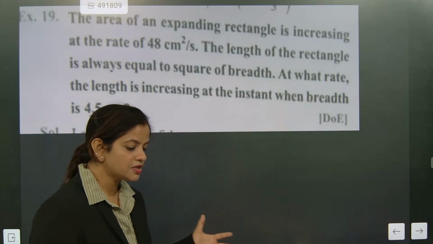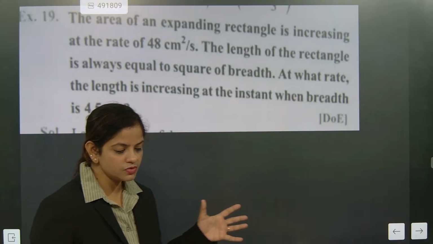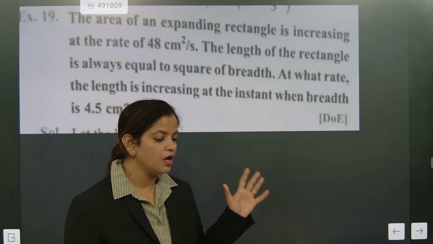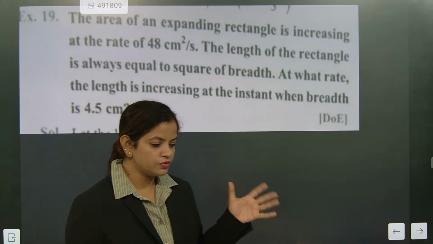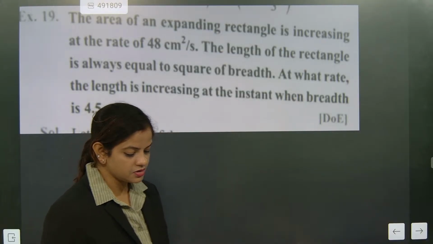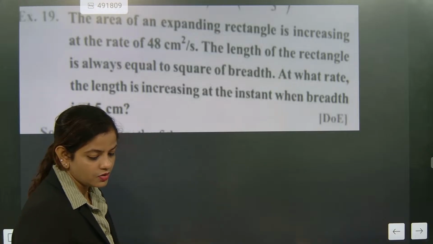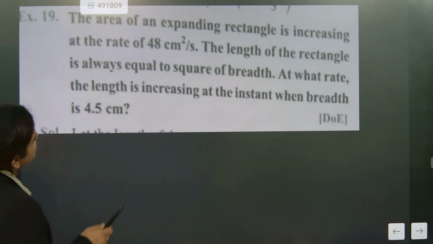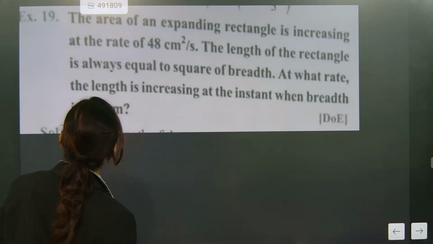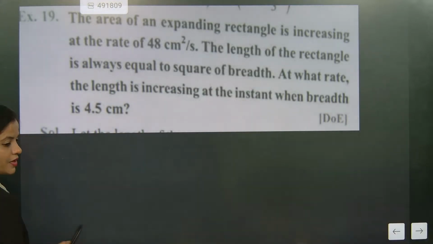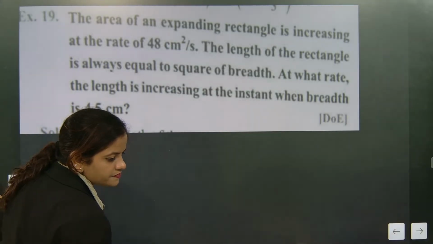These questions can come as MCQs, and they can come for 2 to 3 marks. 3 marks questions can disturb you. So solve the question first. Try to understand what they are asking. They are telling that the area of an expanding rectangle is increasing. So one expanding rectangle is there.